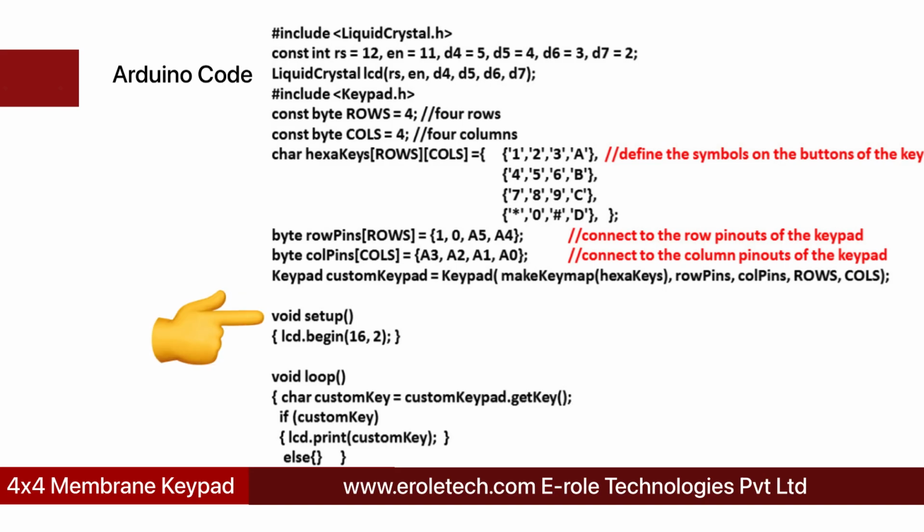Void setup is a function in which we have initialized the LCD. lcd.begin(16,2). It means we are using 16 columns and 2 rows of the LCD display. Void loop. This function will run over and over again, so whatever we write inside, it will repeat forever. char customKey = customKeypad.getKey(). This function will scan the keypad. If any key is pressed, then the variable customKey will store the name of that key. lcd.print will display the name of that key on the LCD screen.